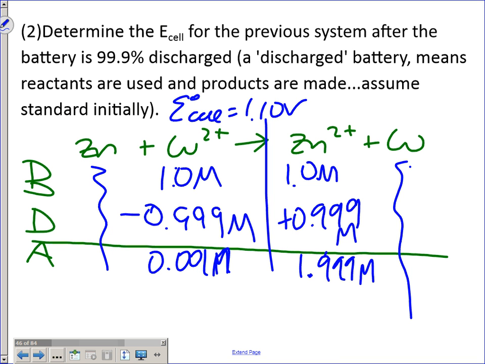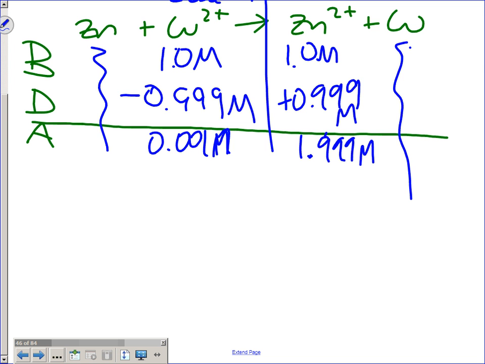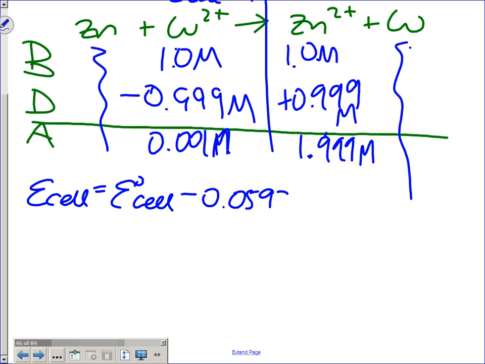The Nernst equation, yes. Please employ the Nernst equation, because it's at non-standard conditions, which is below and above 1 molar, yeah. What's the Nernst equation? E cell equals E naught cell minus 0.0592 over n times log Q.